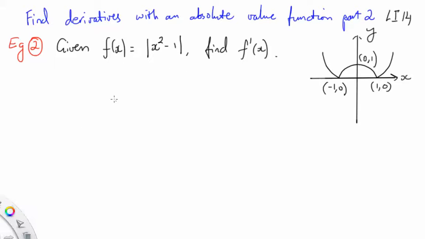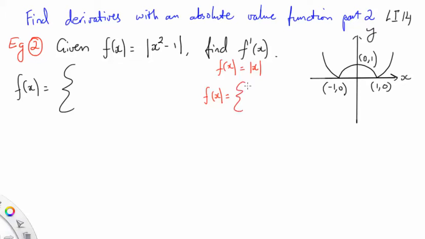We do it by making this into a piecewise function. So we write f of x equals, well, how do we get that into a piecewise function? Let's remember what we did in the last video. In the last video we had f of x equals the absolute value of x. We said that we could rewrite it as equals x if x is greater than or equal to 0, or it equals negative x if x is less than 0.